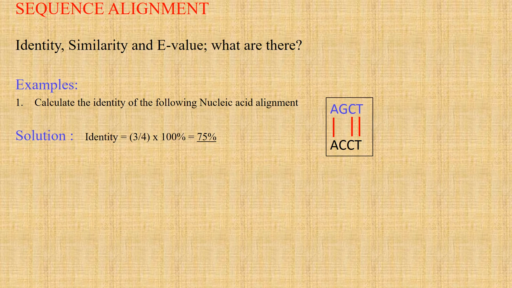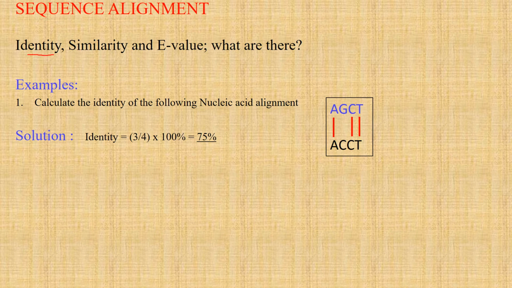So the E value, in contrast to the identity score, the lower the E value, the more identical your query sequence is to the subject sequence. So they are actually opposite. While for the identity score, the higher the identity score, the higher the identity. For the E value, on the other hand, the lower the E value, the higher the identity.